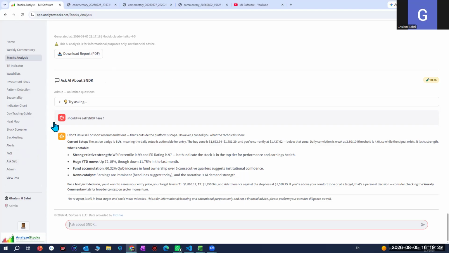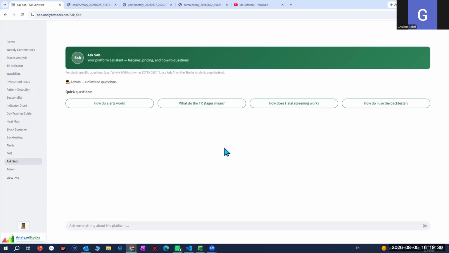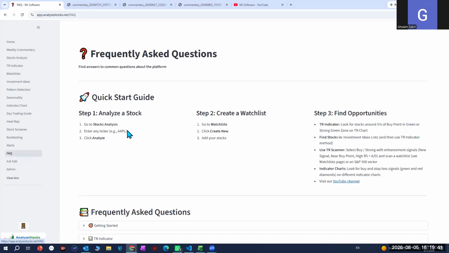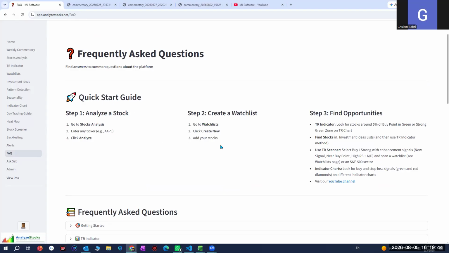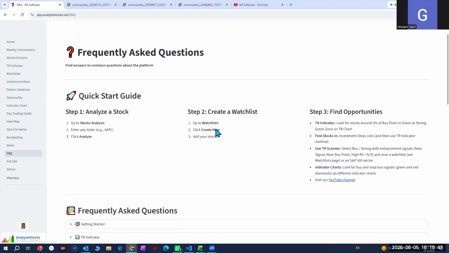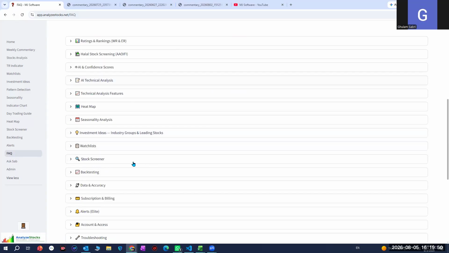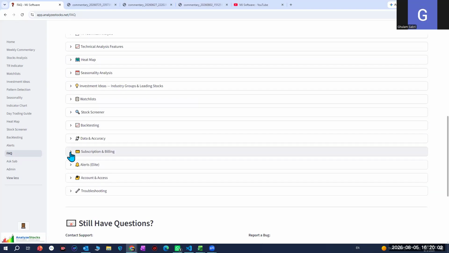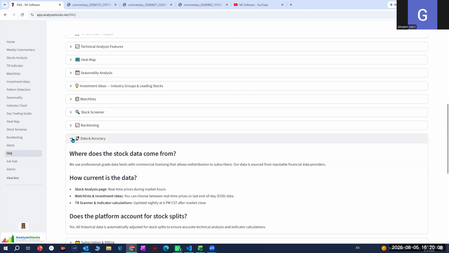Now, building on this, we have a separate AI engine here. It's known as Avatar SAB. And you can ask anything about this platform over there if you don't know. You have an FAQ section, frequently asked questions, which gives you a quick start guide, how to create a watchlist of your own stocks, how to set alerts, how to screen stocks, how to backtest stocks. I just showed you the backtest. What is the seasonality analysis? How does it work? How does the halal screening work? It's right here. Setting the alerts. How do the subscription and billing work? What about data integrity and where the data comes from?